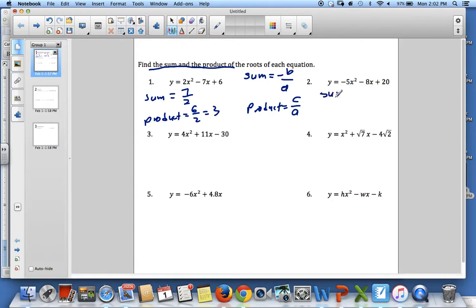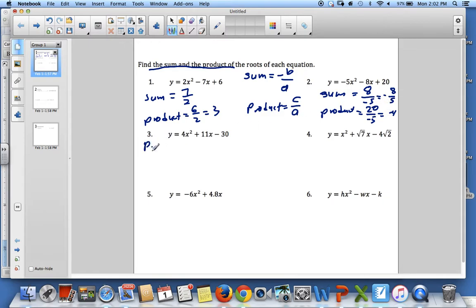So the sum for this one is the opposite of negative 8, which is positive 8, over a, which is negative 5. So negative 8/5 would be the answer to that one. And the product is c over a, which is 20 over negative 5, which is negative 4. That's the answer to those problems.